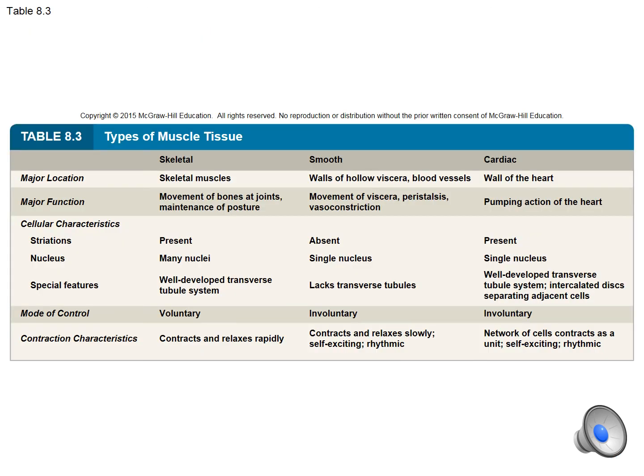So here's a table just breaking down these three types of muscle. I think we've essentially touched on most of this, and you should be comfortable with all of this. The key point here that maybe we didn't drive home is that skeletal muscles are voluntary, whereas smooth and cardiac muscles are involuntary.